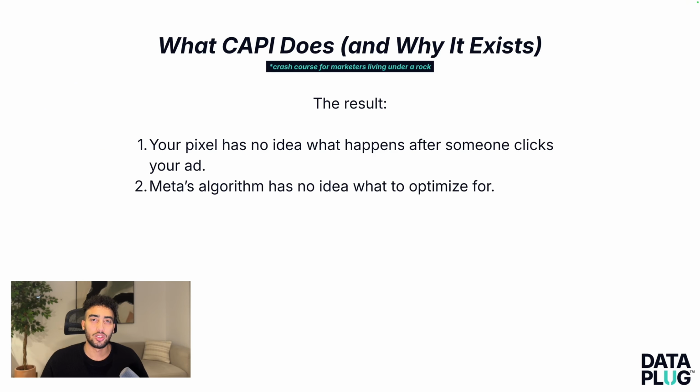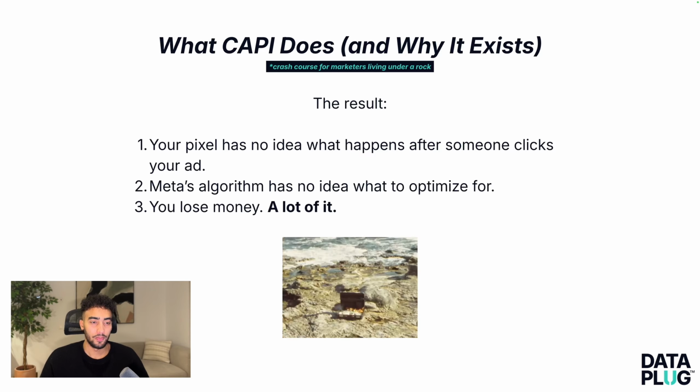The algorithm has no idea what to optimize for. Even if they became a customer, they were the best one, they spent all the money, they were the easiest close out of your life. The algorithm has no idea what to optimize for, so you're literally running your ads blind. And at the end of it, you're losing money, like a lot of it.